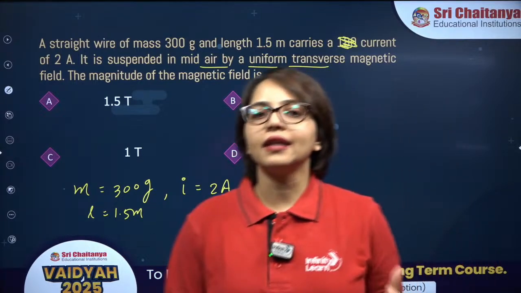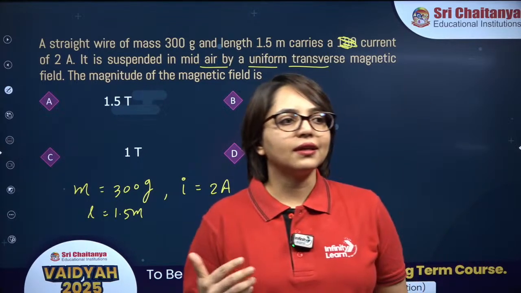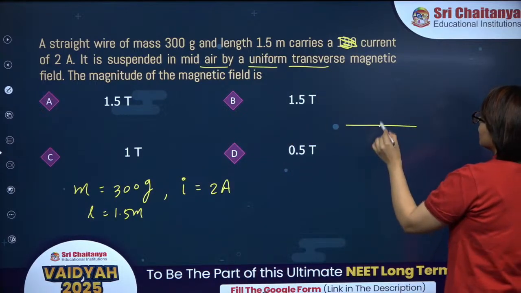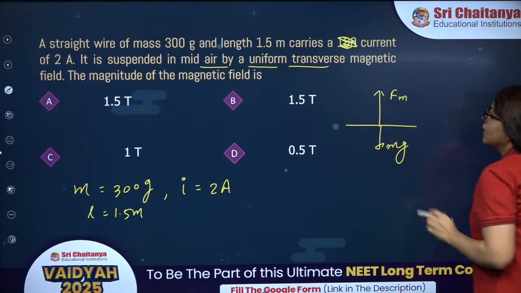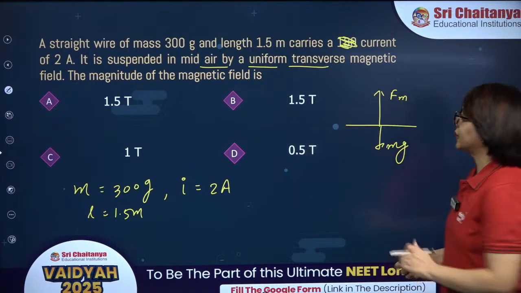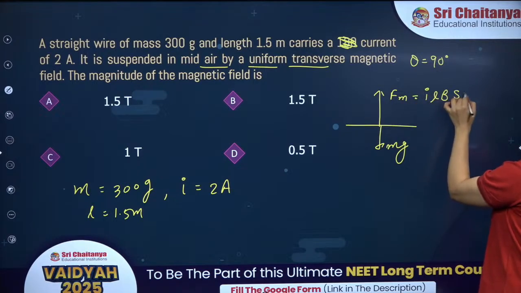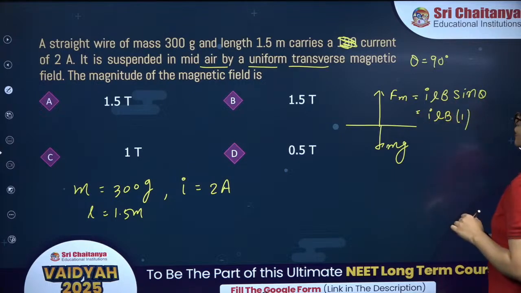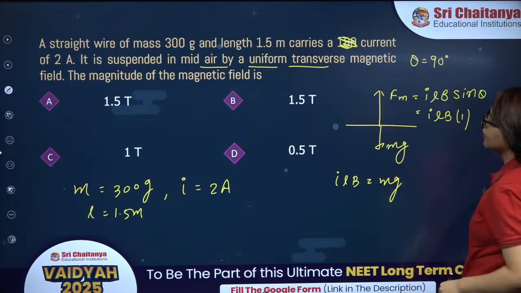It is suspended in mid-air. That means what? That means the net force acting on the wire is 0, right? That means whatever magnetic force is acting on the wire is balanced by mg. Now it is a transverse magnetic field. That means the magnetic field is perpendicular to the plane of the wire. That means theta is equal to 90 degree. So the magnetic force on a current carrying wire is ILB sin theta. So it will be just ILB because sin 90 degree is 1. So ILB should be balanced by mg to keep it suspended in mid-air.